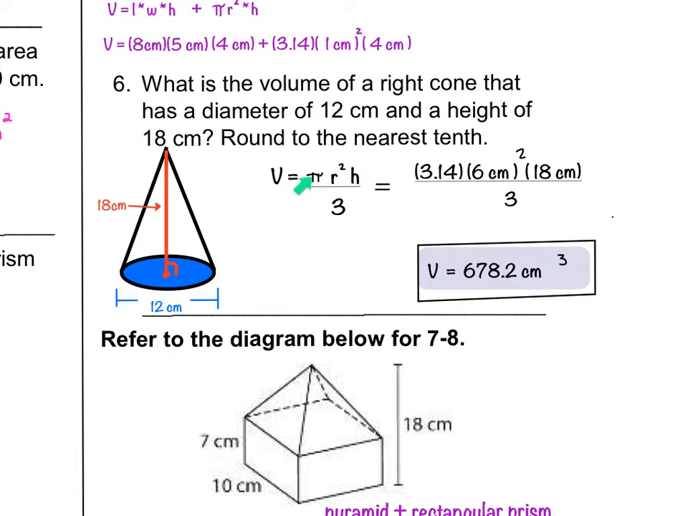So the formula is pi r squared times height divided by 3. And there is no diameter in this formula. I need the radius. So the radius would be 12 divided by 2, which would be 6. And that's exactly what I put into the formula.